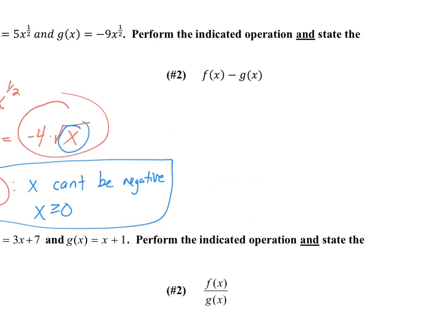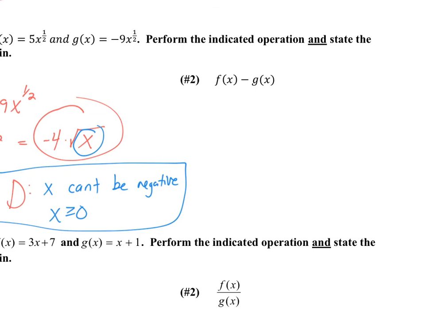Number 2, we are subtracting. So this would be 5x to the 1/2 power minus negative 9x to the 1/2 power. So minus a negative. Minus negative 9 is really plus positive 9. So we end up with positive 14 x to the 1/2 power, which would be 14 times the square root of x.